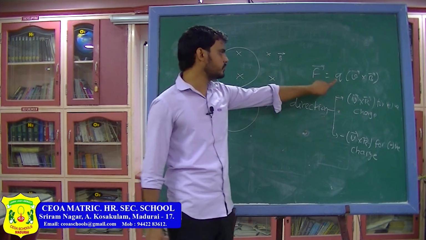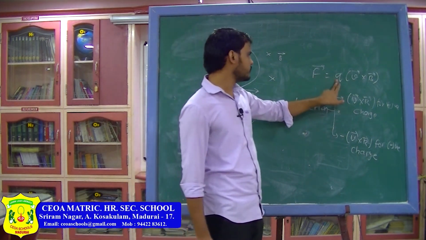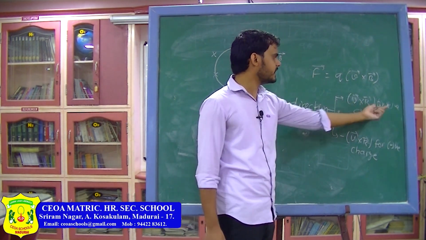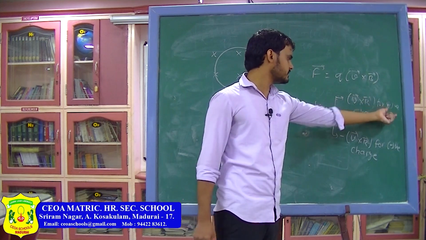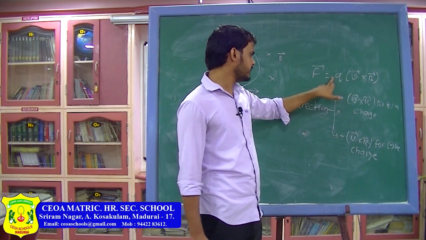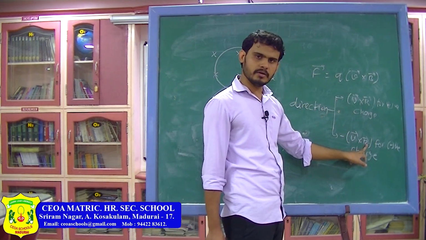Remember, here you have to put q with its sign. So if the charge is positive, this force will be q, this term will be positive, and this will be v cross b. So you can simply write the direction of the force for a positive charge by this formula, this direction. But if the charge is negative, there will be a minus sign, so the direction of the force will be opposite to v cross b.